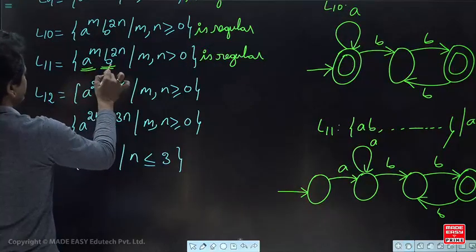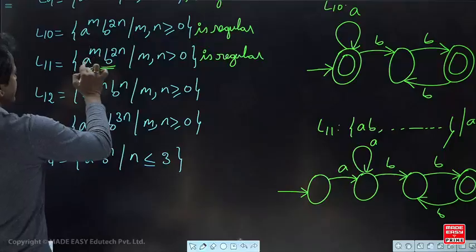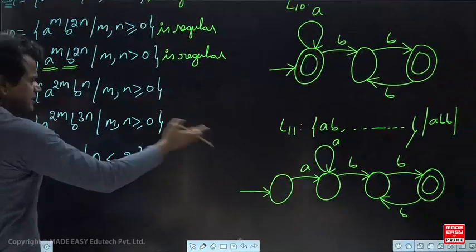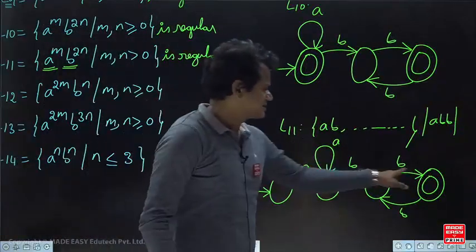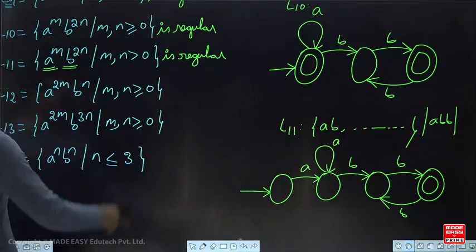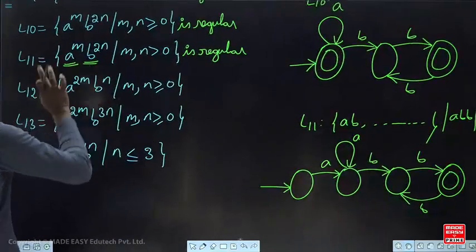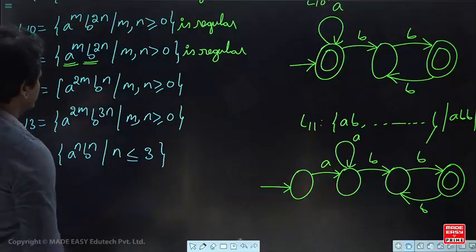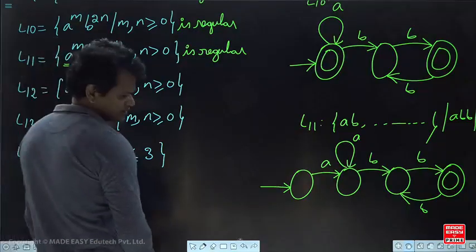Minimum 1 A followed by minimum 2 B's. A's can be any number. B's must be an even number. Yes? A's then an even number of B's. So all of them will be accepted by a finite automata. Therefore L11 is also regular. Now what about L12? Do it, guys.